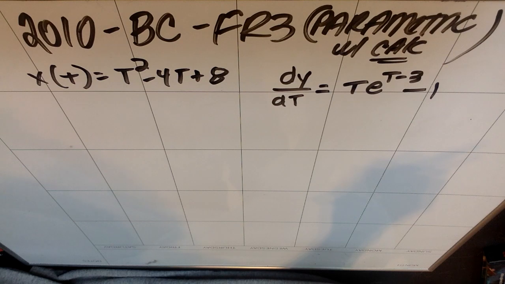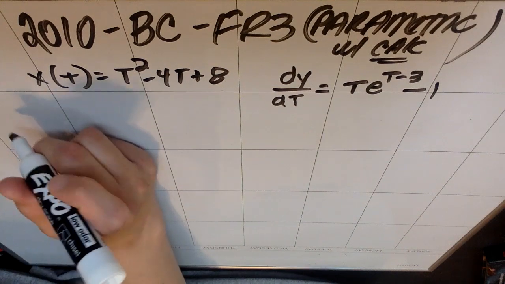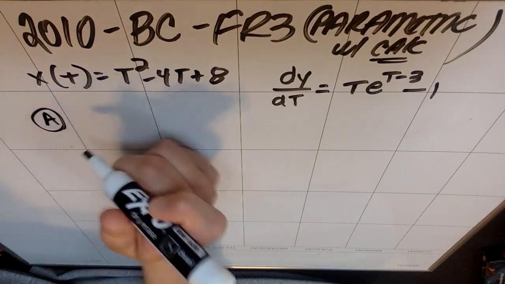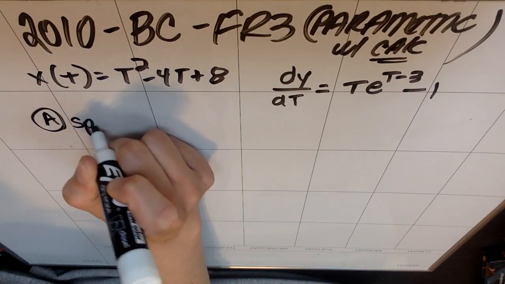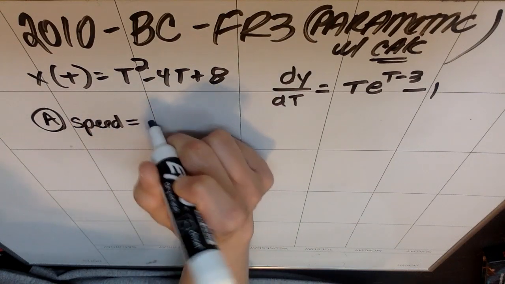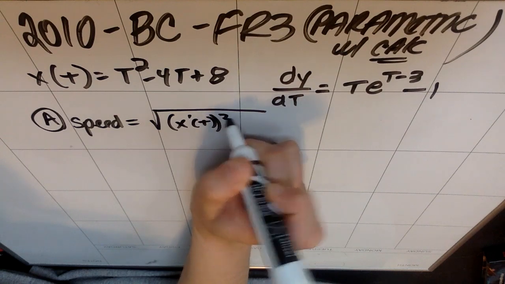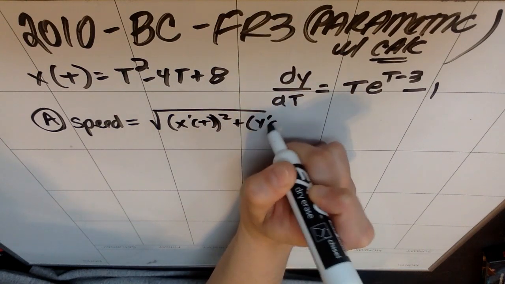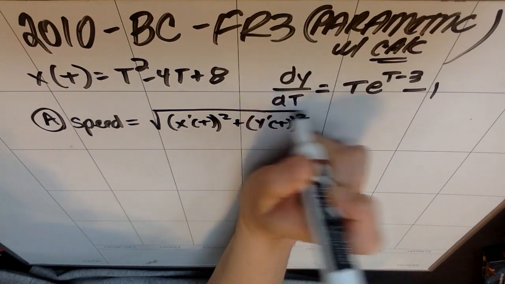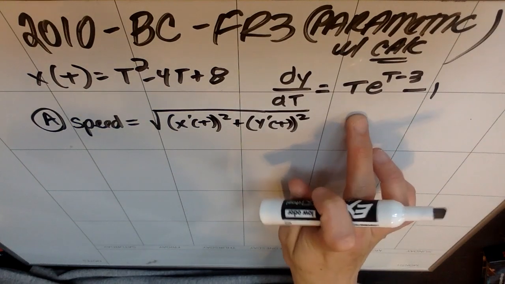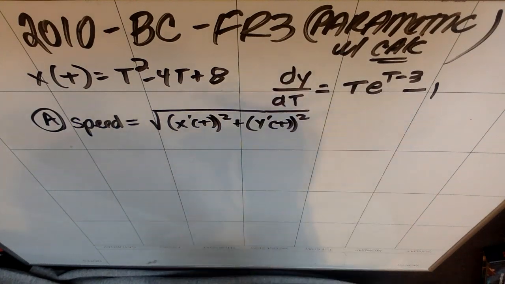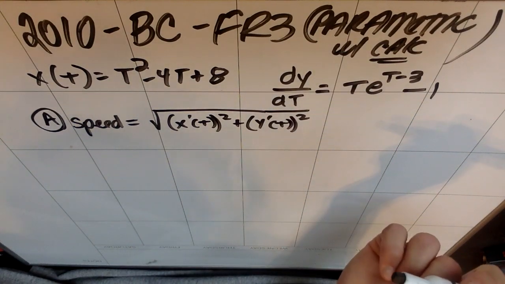Cool. So part A says, find the speed of the particle at t equals 3. So the first thing we have to know is how speed works, right? So speed in general is the square root of x prime of t, quantity squared, plus y prime of t, quantity squared, right? So we already know y prime of t because we're given dy dt, which is the same thing. We don't know x prime of t, but we can find it relatively easily.